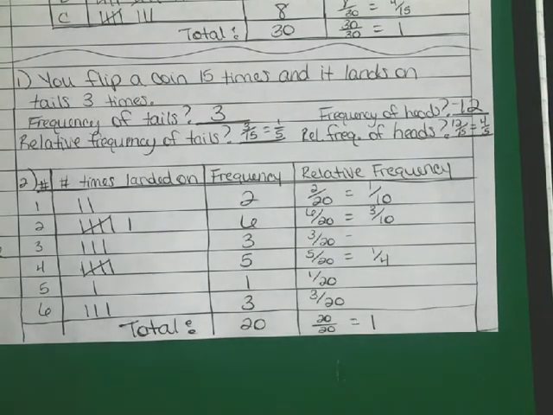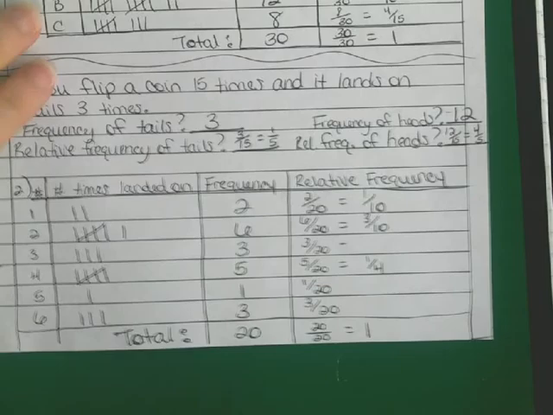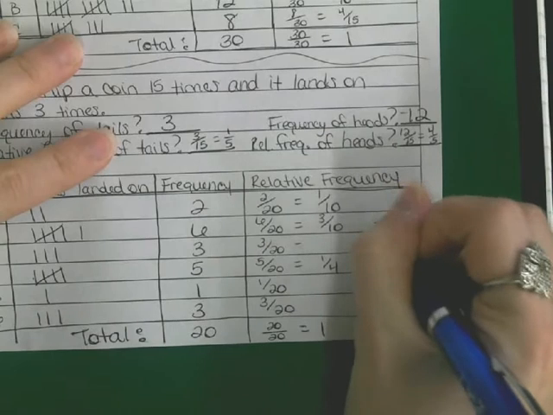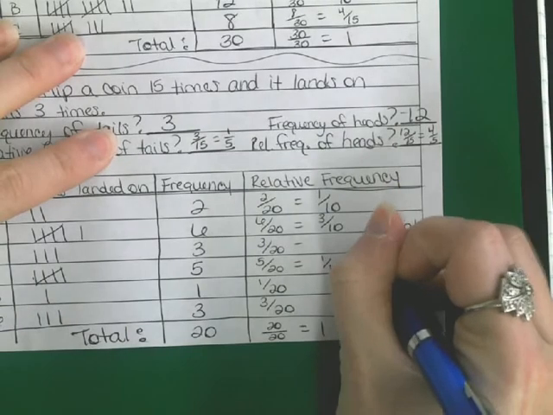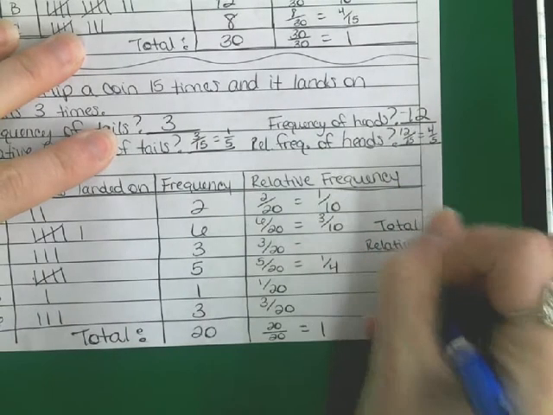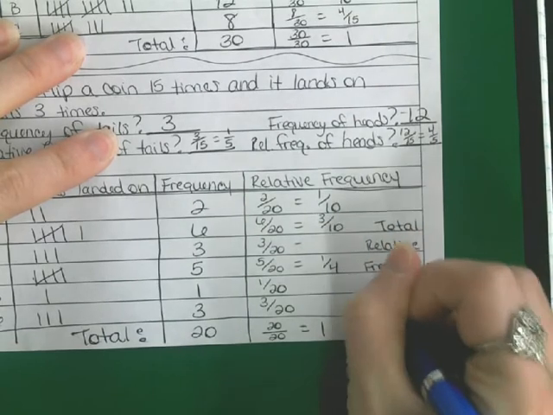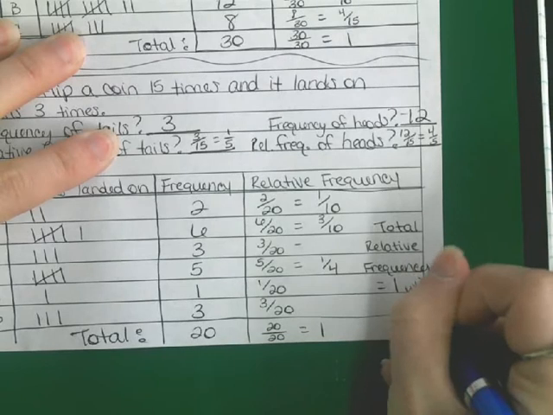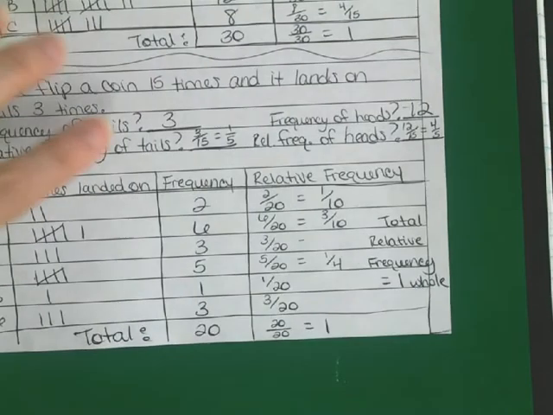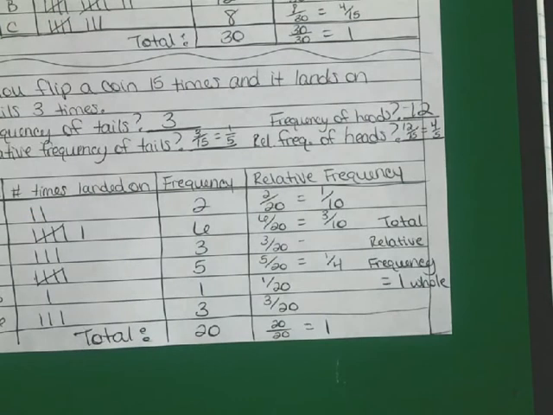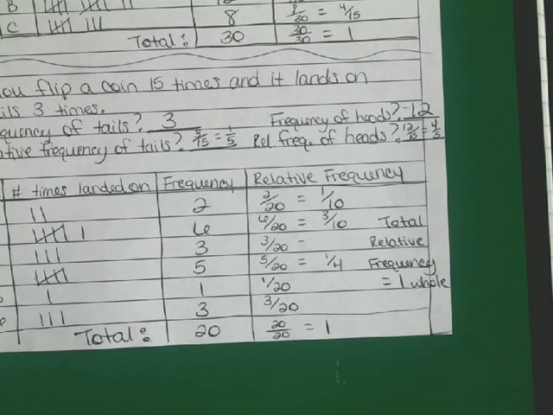So, I want you to make a note. Total relative frequency equals 1 whole. So anytime you add up all of your relative frequencies, the sum should always be 1 whole. And that is a good way to check your relative frequency. If you add them up and you do not get 1 whole, then you know you made a mistake and you can go back and check.